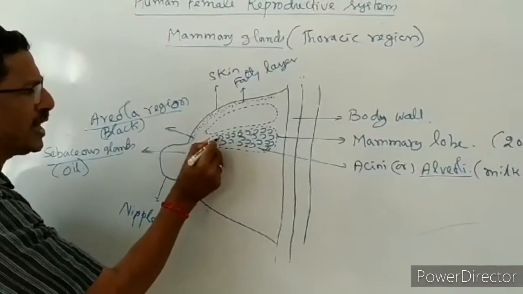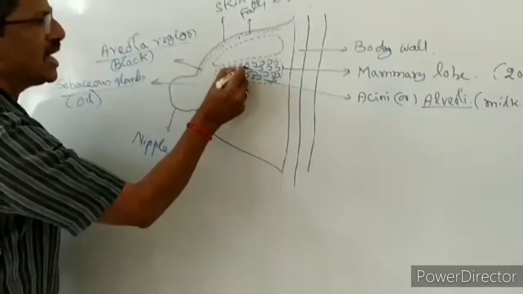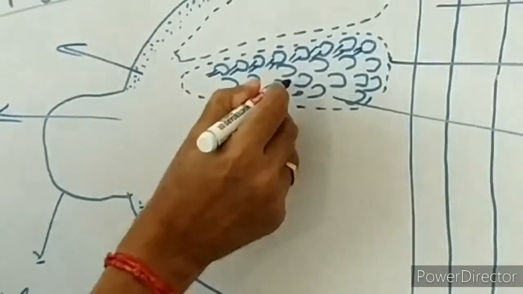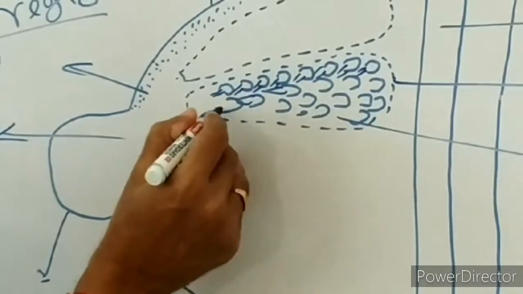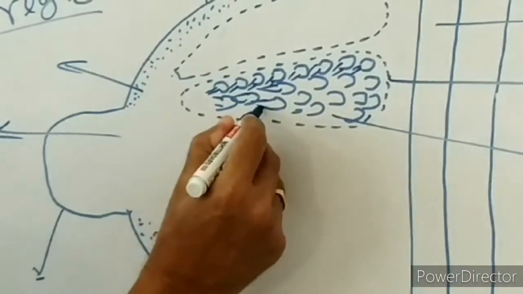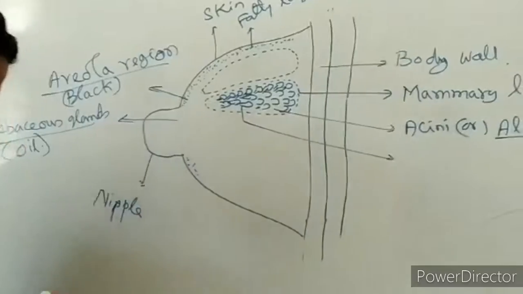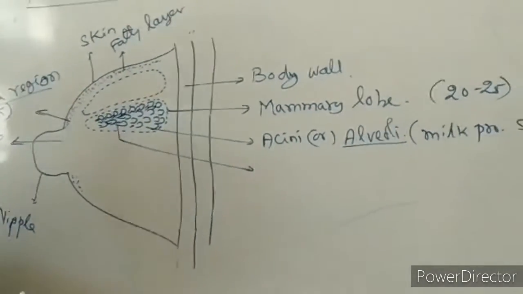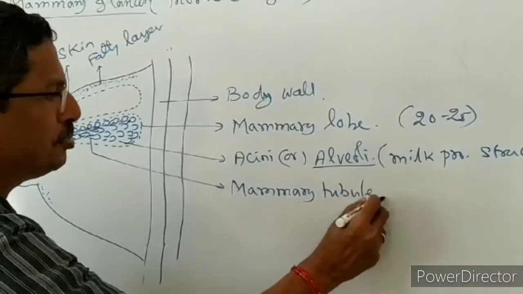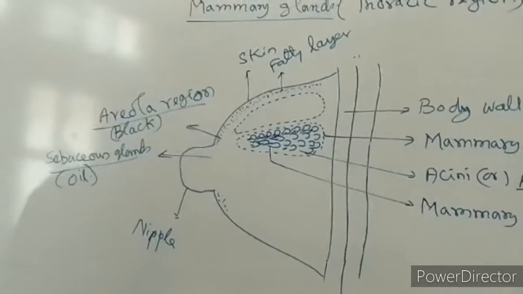Then a number of tiny ducts are arising from these alveoli. An enormous number. Now this is one tiny duct. Each tiny duct coming out of the alveolus is called a mammary tubule. The name itself you can understand.